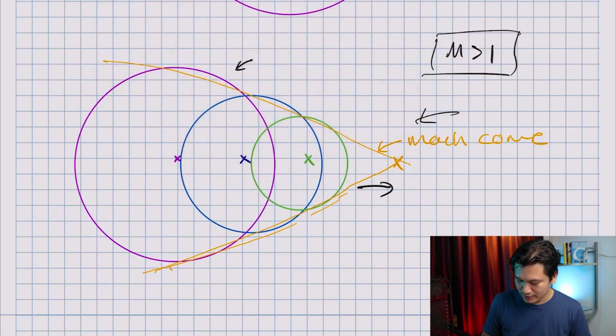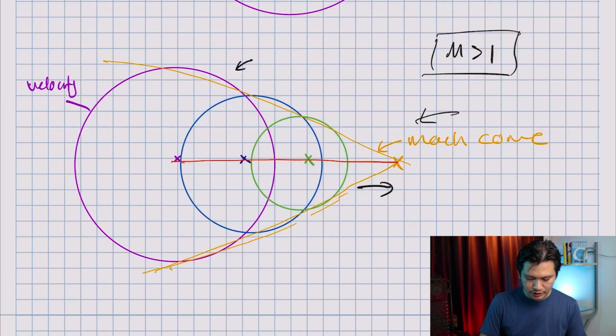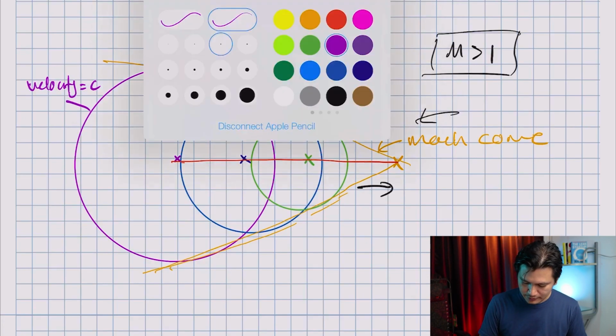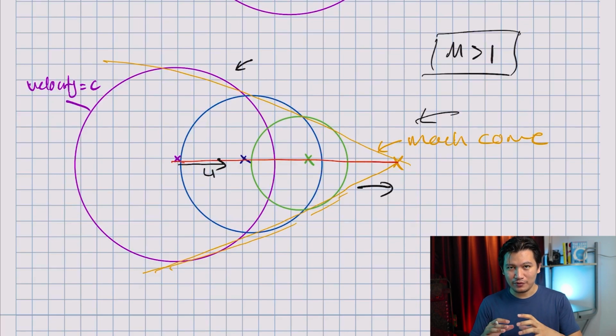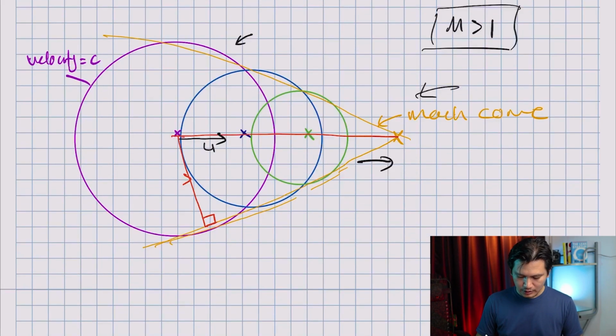If I use the red line here, and I take the line here, I also know that the velocity of this wave will be c, and my velocity moving to the right, let's use black, is u. So you have the speed of sound in the form of waves, and you have my velocity, which is u. If you draw this line, and this is at 90 degrees, and I keep drawing the red line, and this is the blue, so it goes to the blue.